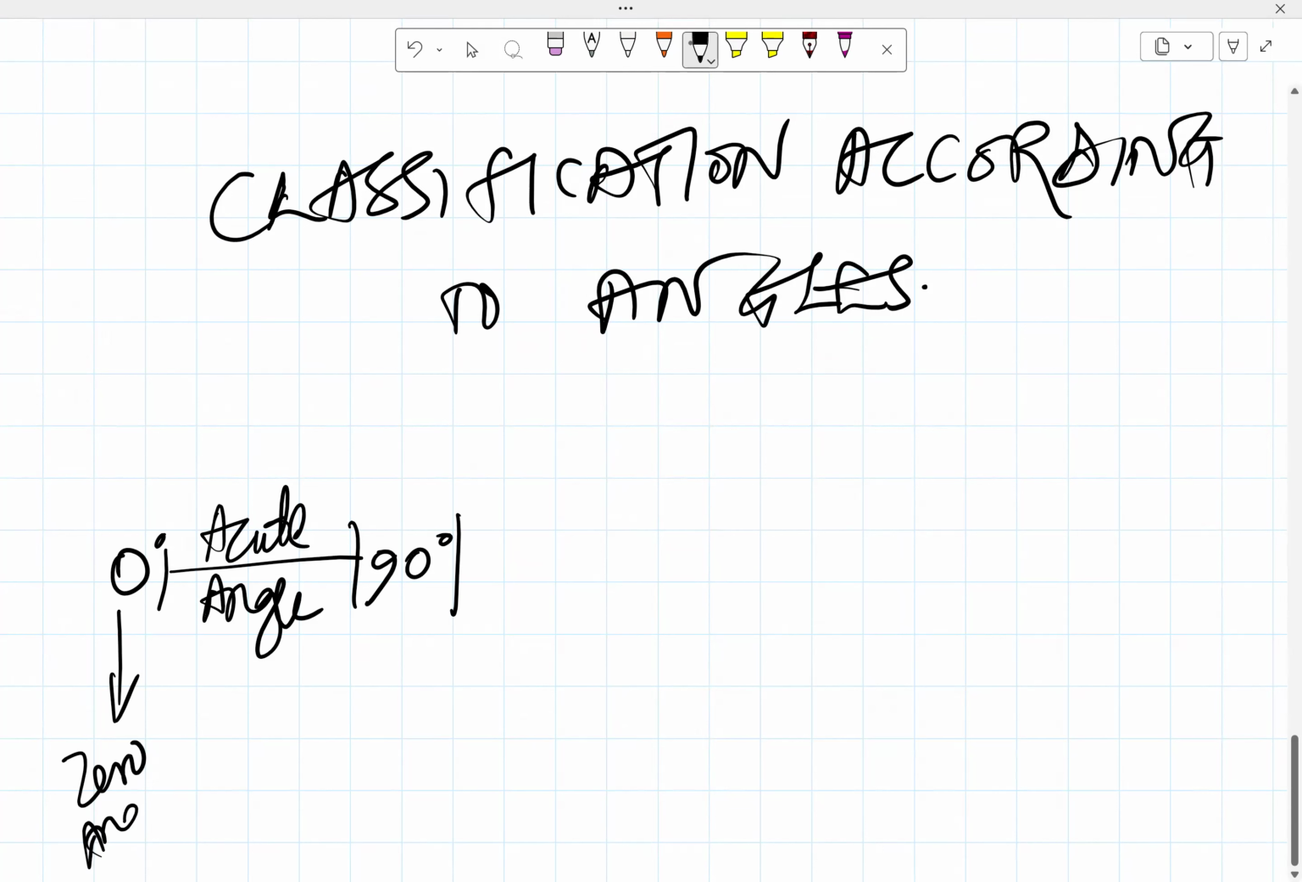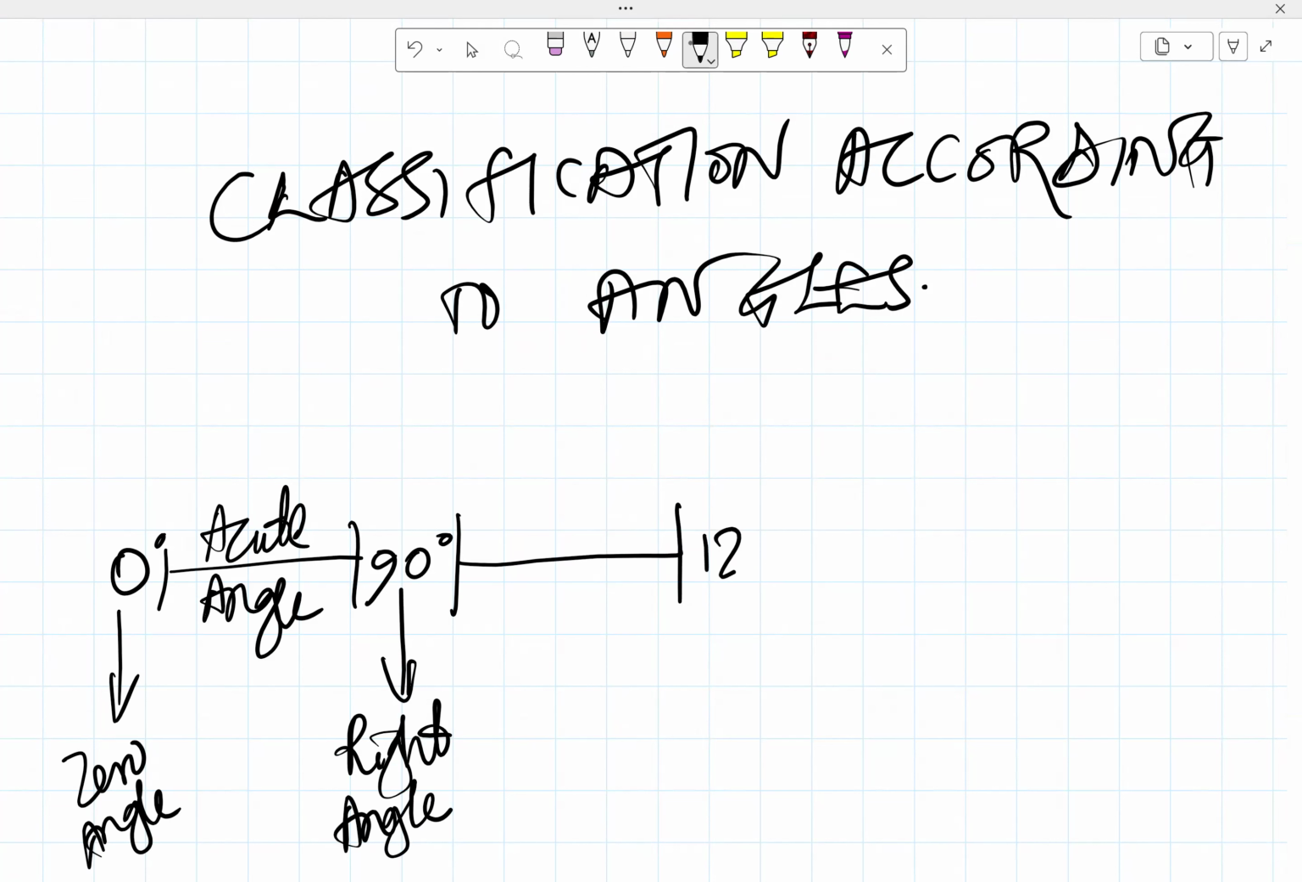Zero angle. And then an angle of 90 degrees is called a right angle. Okay, right angle. And between 90 degrees and 180 degrees, we have what you can call obtuse angle. So it is bigger than 90 but less than 180. So that's an obtuse angle. An angle at 180 degrees can be said to be what you call line angle.